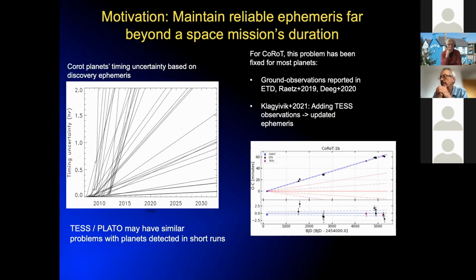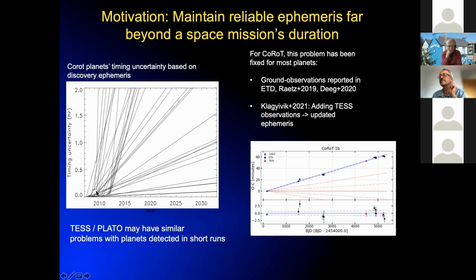Another point that has been mentioned by EFA has been the maintenance of the ephemeris beyond the end of a space mission. This was something that was very serious with CoRoT, because CoRoT had observations that were only maximum 5 months long, and then the uncertainties of the ephemeris started to add up. What we plotted here is, for the different CoRoT planets which were observed between 2007 and about 2012, the timing uncertainty.